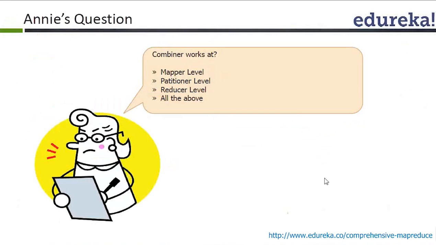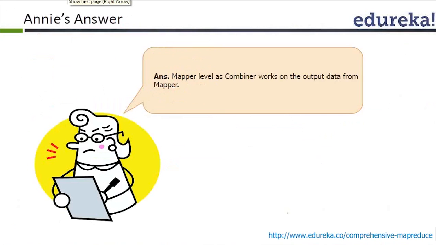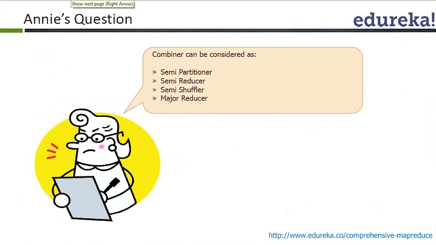So hey, there comes Annie. So combiner works at what level, friends? 1, 2, 3, 4. Where does the combiner get executed? Since it's called a mini reducer, it is going to be executed at the mapper level. So combiner works on the output data from the mapper. Very good. Next question. Combiner can be considered as what?